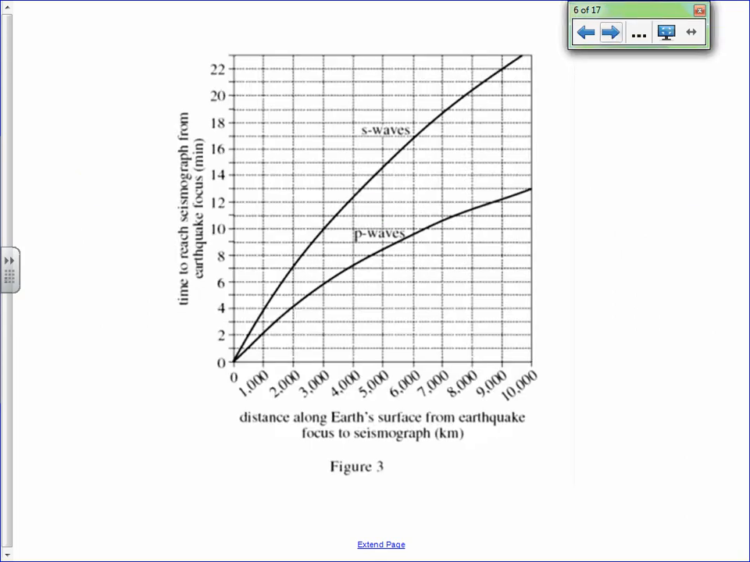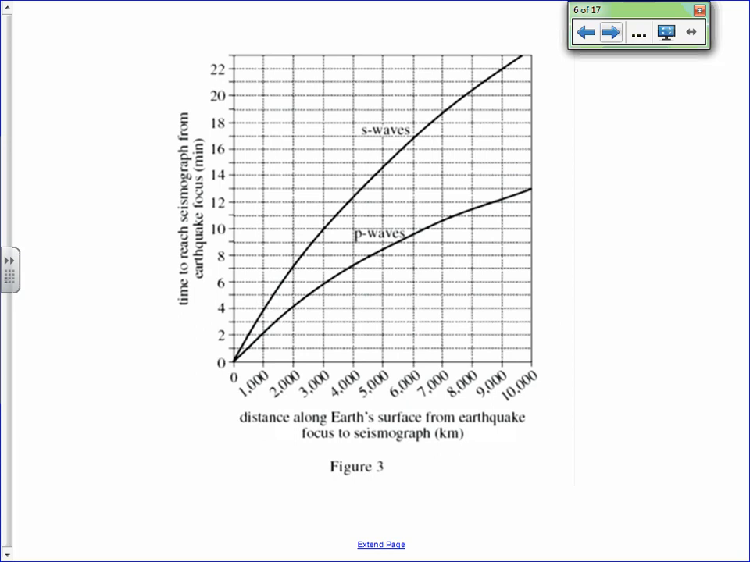Last but not least, we have figure 3. If we take a look at figure 3, there are two different variables in this graph that the axes are showing you. Can anyone tell us what the x-axis is showing us in this case? This is along our surface, vertical seismograph. Yeah, perfect. So it's the distance that it traveled along the surface, the wave traveled from the focus to where it started. And then what is the y-axis showing us in this case?